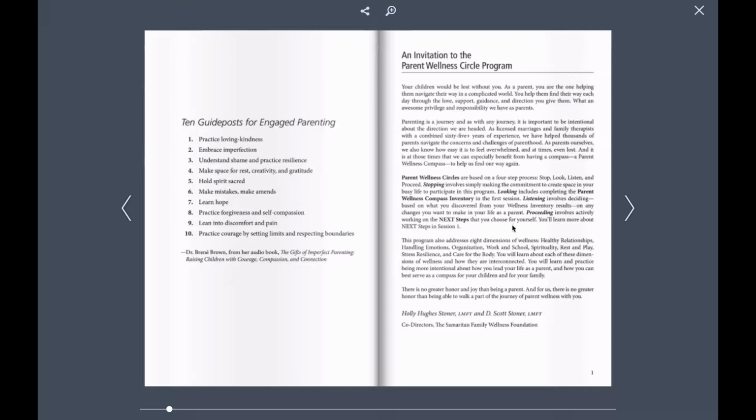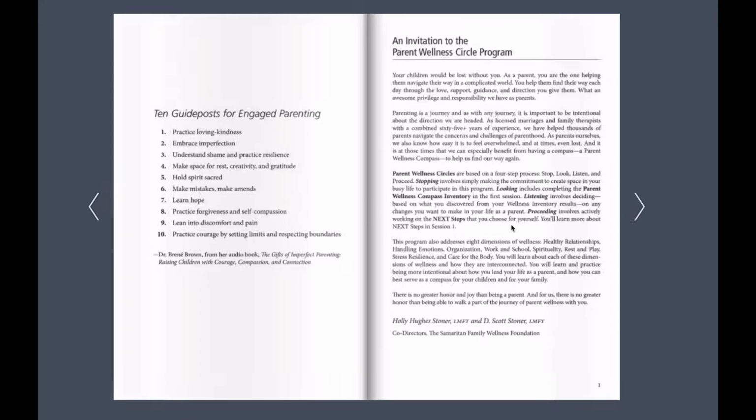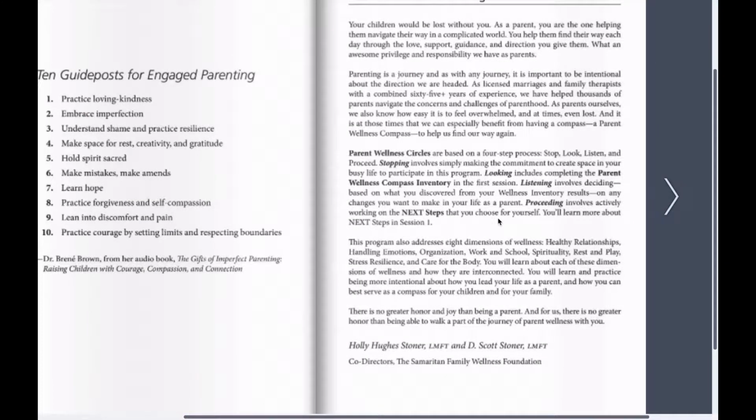talking about what a parent wellness circle is. And you'll see right in the middle there is a section where it talks about how we always teach our children to stop, look, listen, and proceed when they're crossing a street, for instance.